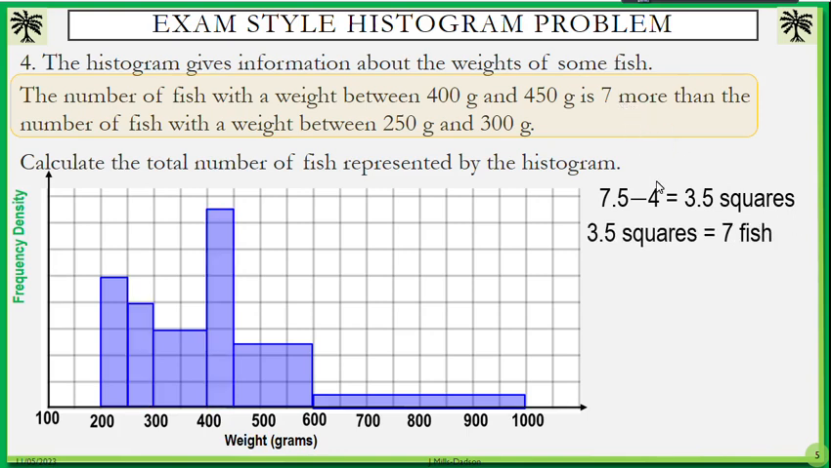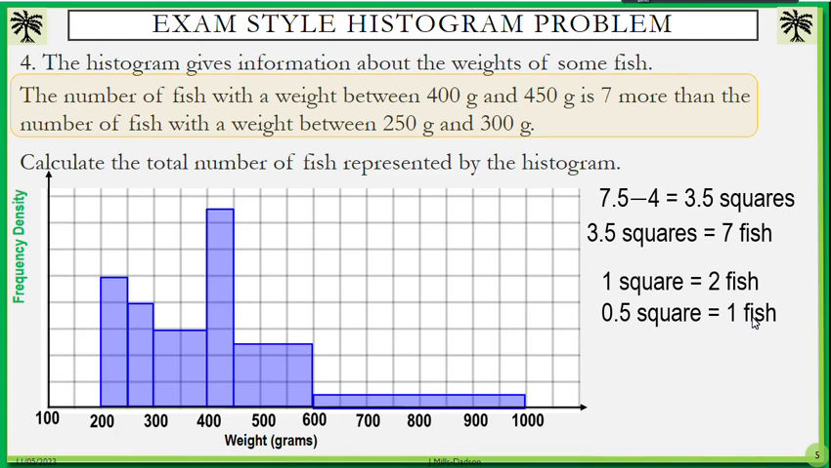So let's set up a bit of ratio here. If 3.5 squares represent 7, what should 1 square be? Or possibly what should 2 squares be? If you divide both sides by 3.5, you see that 1 square is equal to 2, and half a square will be equal to 1. So it means that 1 square represents 2 fish and 0.5 square represents 1 fish.